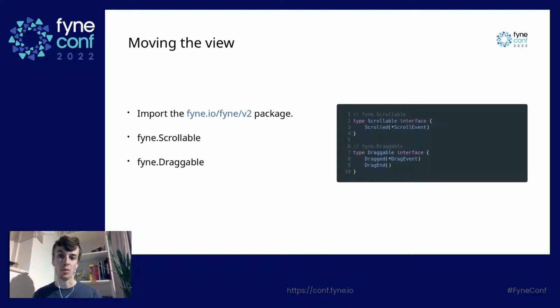And if we want to move our view, we can use the fyne.Scrollable interface, which implements a Scrolled method that takes a pointer to a ScrollEvent. This will get called, for example, when you use your scroll wheel. We also have the fyne.Draggable, which has two methods, a Dragged method, which takes a pointer to a DragEvent. And this basically means that the widget will be notified when you press and then drag with your mouse. And then the DragEnd method will be called when the drag is over.